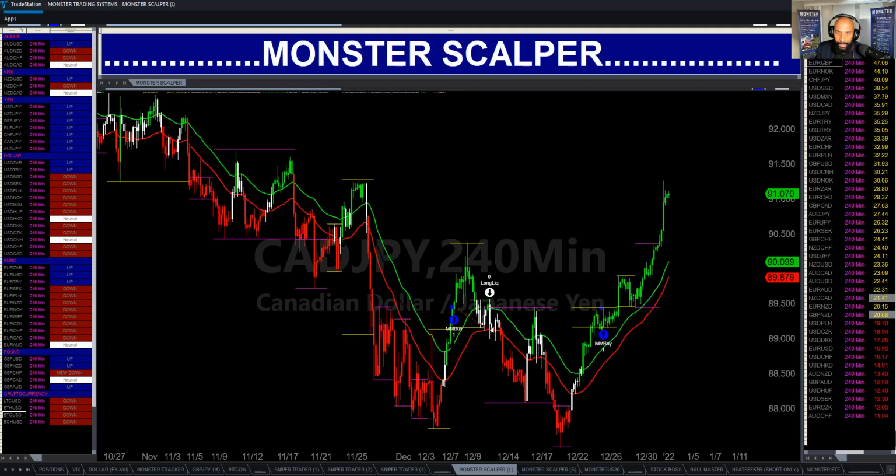So CAD yen is the leading pair. In all of Forex, these are the top trending pairs. CAD yen is number one, pound yen is number two. Here is Swiss yen, number four. New Zealand yen is right there. And then we've got Euro yen down here, dollar yen. So focus on these pairs up here, all right?